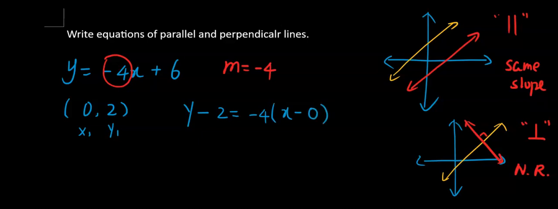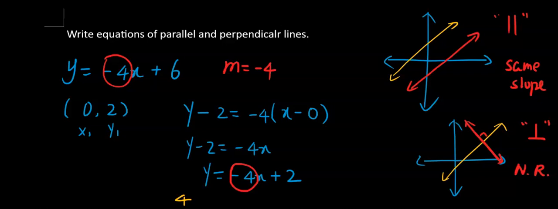I'm going to change it into slope intercept form. Y minus 2 is negative 4x. Y is negative 4x plus 2. Now, did you see that since they are parallel lines, they have the same slope? All right, I'm going to change this one more time back to standard form. Very simple. You want your negative 4x to go to the left side and become positive 4x plus y equals 2. That is your standard form. We finish writing for parallel lines.